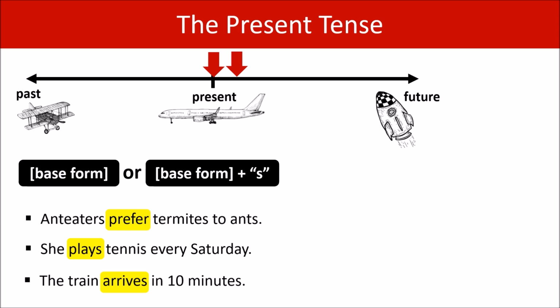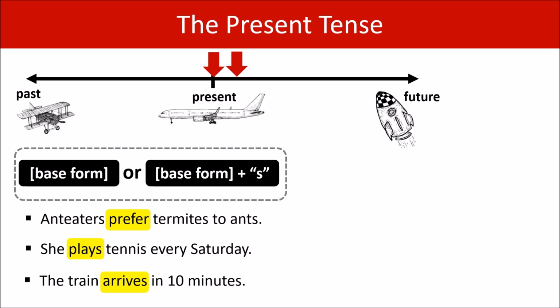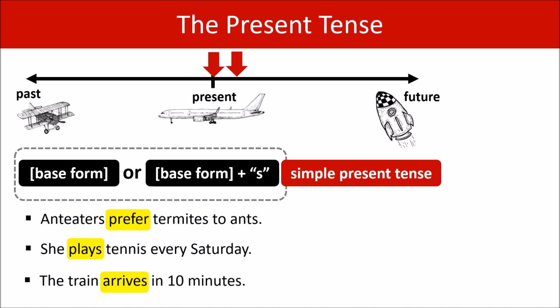Okay. When you use this construction, you are using the simple present tense. Look at this word here, simple. It doesn't mean that it's easy. In fact, it's far from easy. This is the aspect of the verb, and this is what we're going to talk about next.